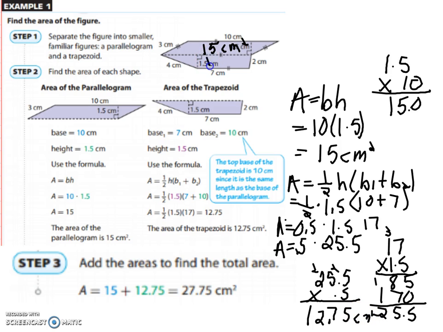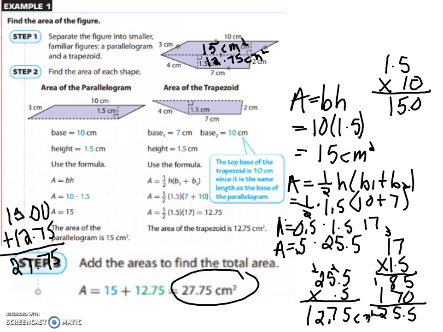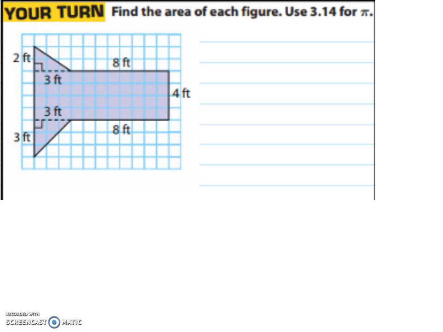So what we're going to do is take the area of the parallelogram and the area of the trapezoid, and we add them. So we have to line up the decimal. So we have 15 plus 12.75. We got 27.75 centimeters squared. So when you're doing a composite figure, just break it up into two smaller parts and add them together. All right, let's look at the next one.